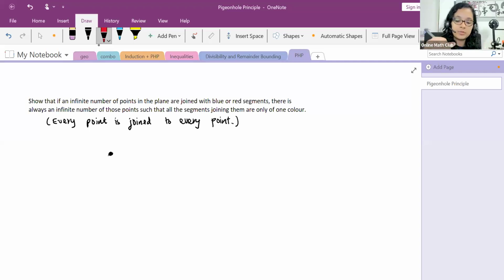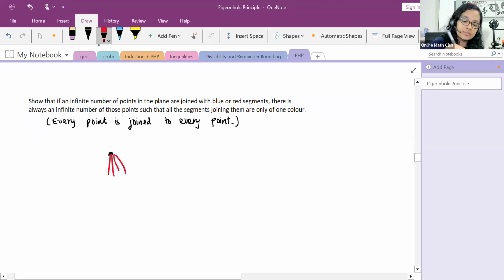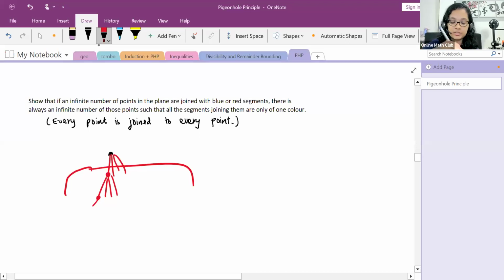If you start from a point, you know that it must have either infinitely many red neighbors or infinitely many blue neighbors. That's how you're using the infinite PHP. So if it has infinitely many red neighbors, and suppose this is the infinite set of neighbors, you pick another point here, and if it also has infinitely many red neighbors, and you can keep on finding points which satisfy this and go on forever, then you are done. You have an infinite number of points and all the segments joining them are red.